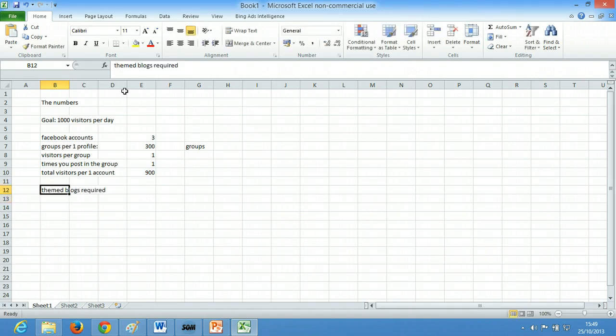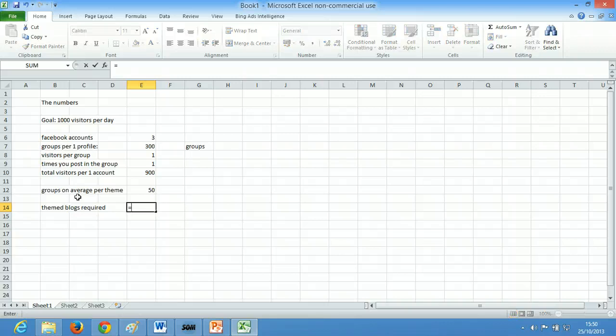This is going to depend on how many groups on average per team. Let's say that on average for each team you select, you can find maybe 50 Facebook groups. So how many blogs do you need to create? In this case it will be this one times this one, divided by this one, 18. So this is when you scale up things.